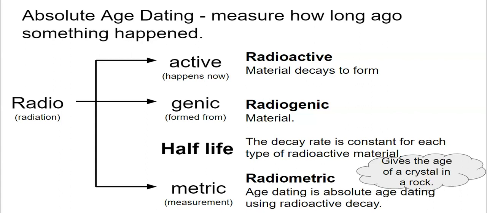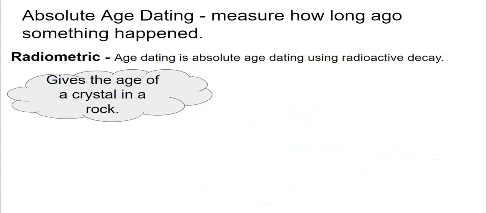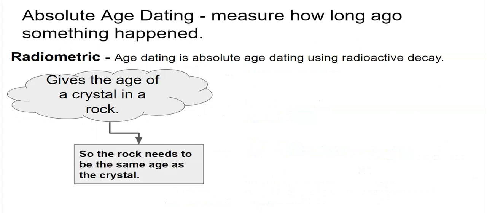That has an assumption built in. I want to unpack that briefly. So radiometric age dating is absolute age dating using radioactive decay. It gives the age of a crystal in a rock. This means that the rock needs to be the same age as the crystal in order to be able to extend that age to the rest of the rock that it's in.